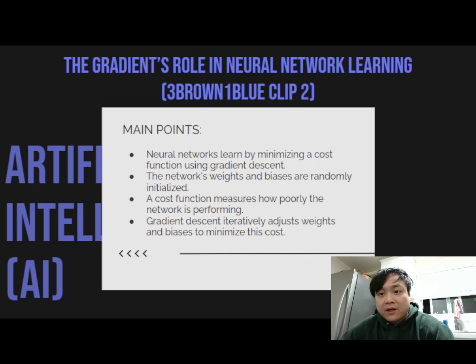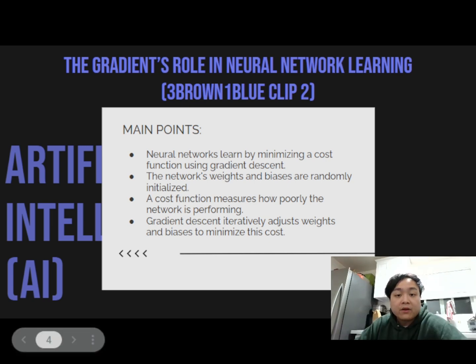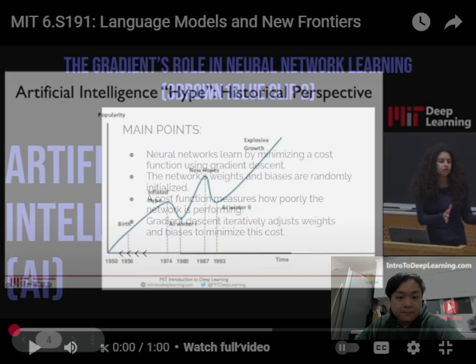So for clip number 2, the gradient vector of the cost function indicates the relative importance of each weight and bias. The gradient of the cost function is like a map, pointing out the direction the network should take to improve. It's a vector with multiple parts, each showing how much a specific weight or bias should be altered and in what direction. Crucially, the magnitude of each part tells you which changes will have the most impact on the network's learning. And moving on to clip 1 from Alexander Amini.